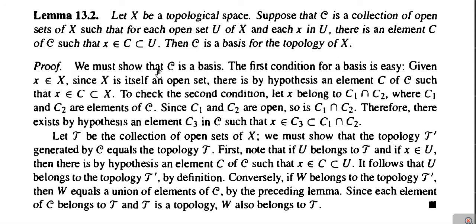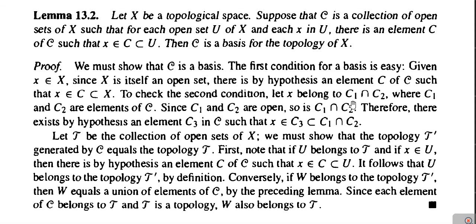To prove this lemma, we have to show that script C is a basis. First of all, we will show the first condition, which is very easy to establish. Let x be a member of capital X. Then, as capital X itself is an open set, by the hypothesis there exists an element capital C in the collection script C, such that capital C contains the point small x and is contained in capital X.